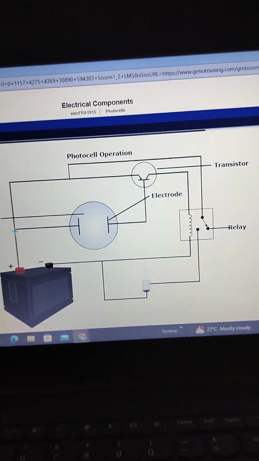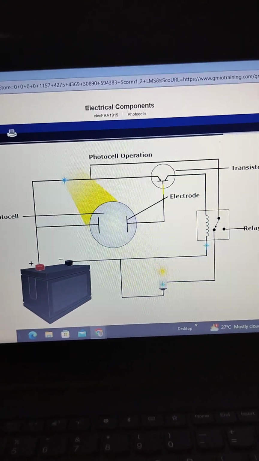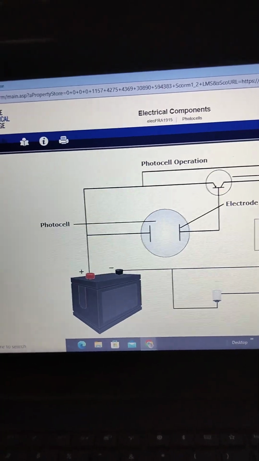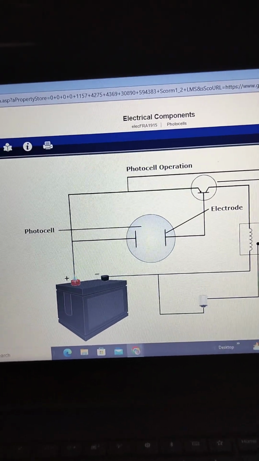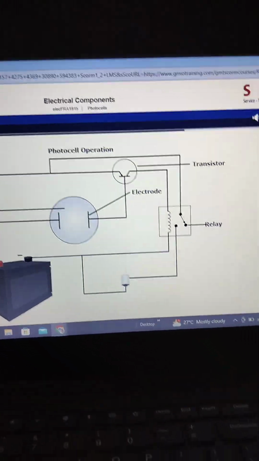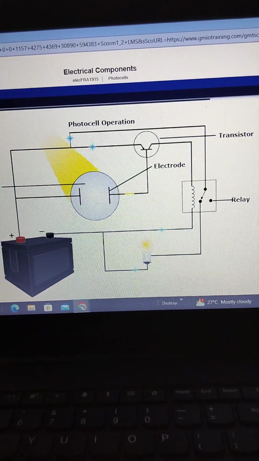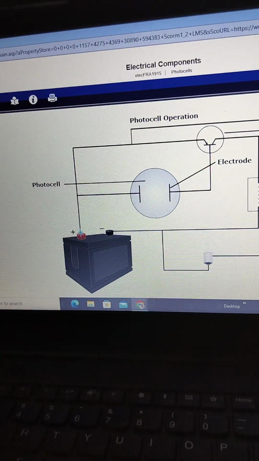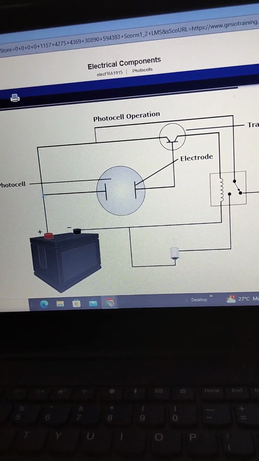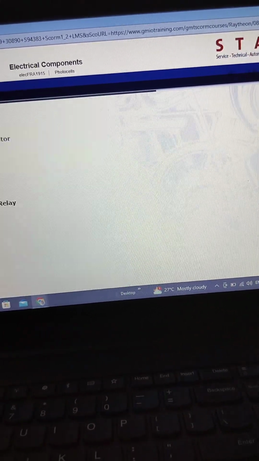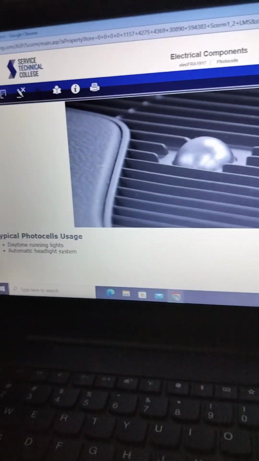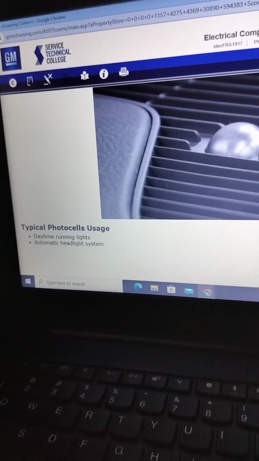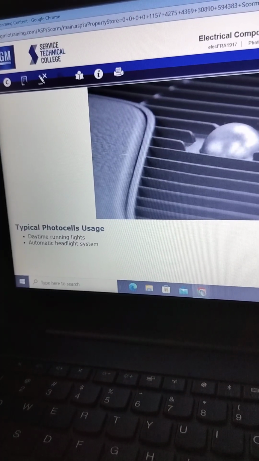Photocells are composed of two electrodes that are placed between light-sensitive materials. When light hits the material, current increases according to the intensity of the light. Photocells are commonly used to activate automatic daytime running lights. They are also used to activate the automatic headlight system.